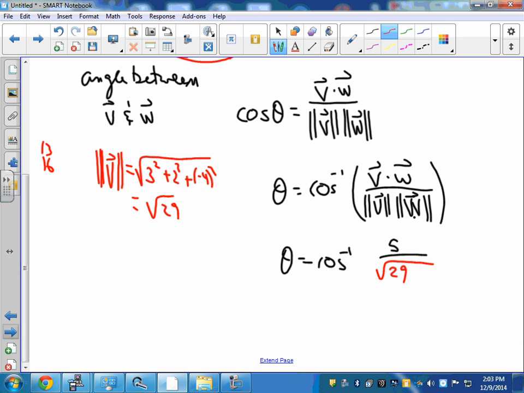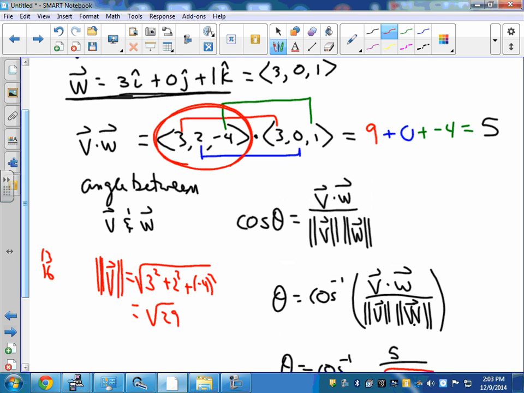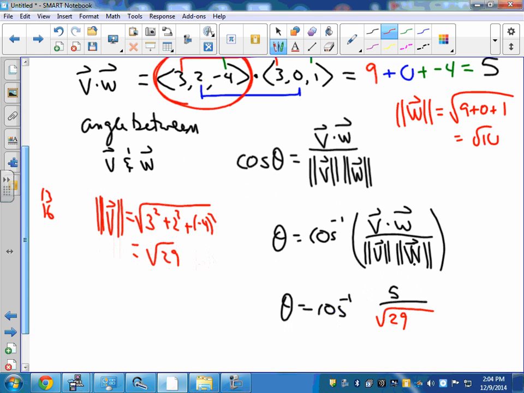And the magnitude of W, the numbers are really easy there because there's a zero, right? Magnitude of W is? It's not 10, square root of 10. So the magnitude of W, again, just square each term, add them up, take the square root. So 9 plus 0 plus 1, square root of 10. So the first bit was the square root of 29. This is the square root of 10. Square root of 29 times the square root of 10 is the square root of 290. Right? Can you see that, Robert?